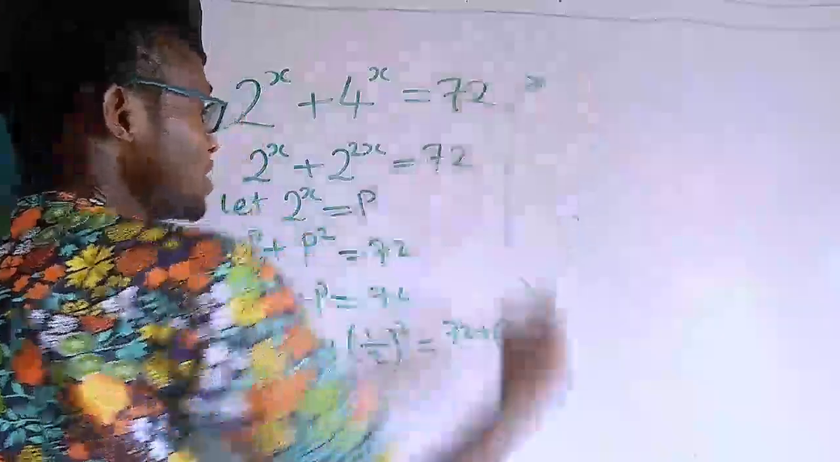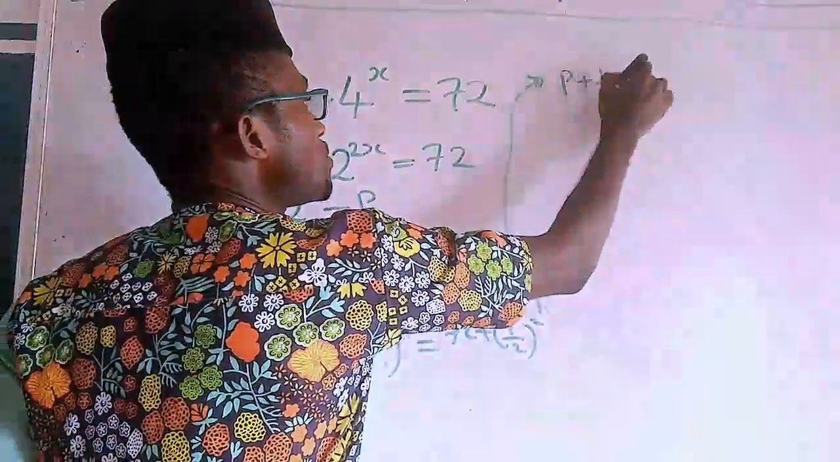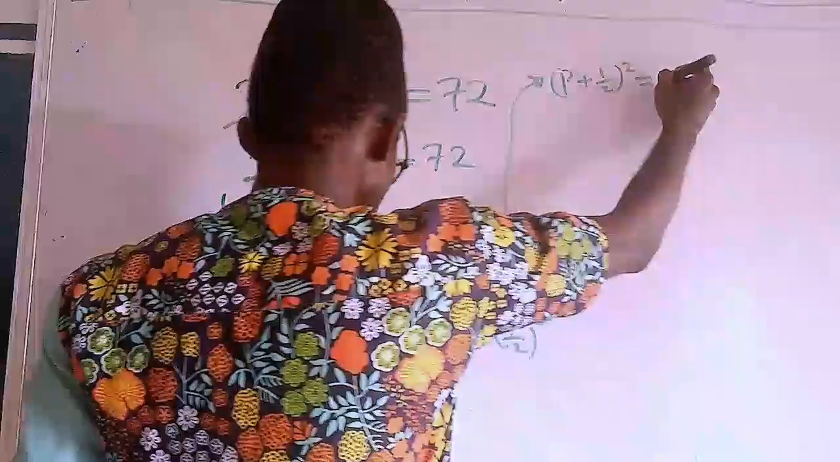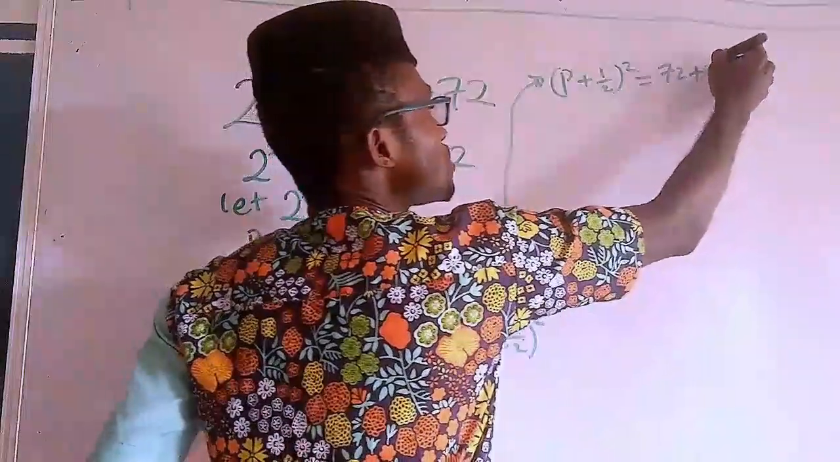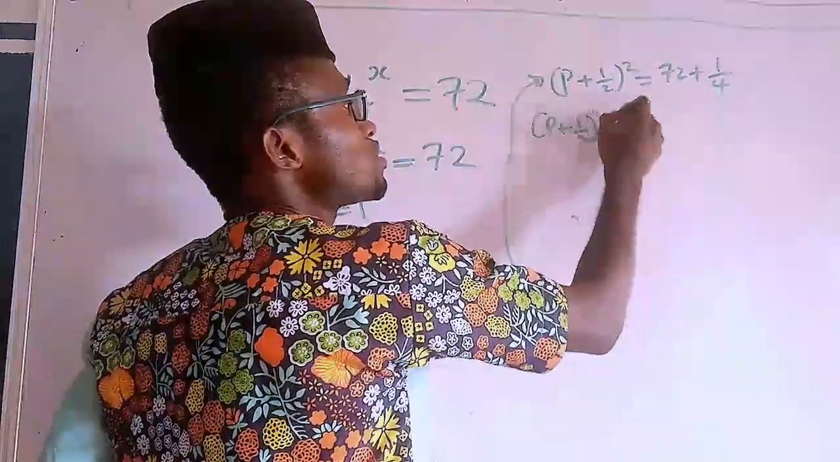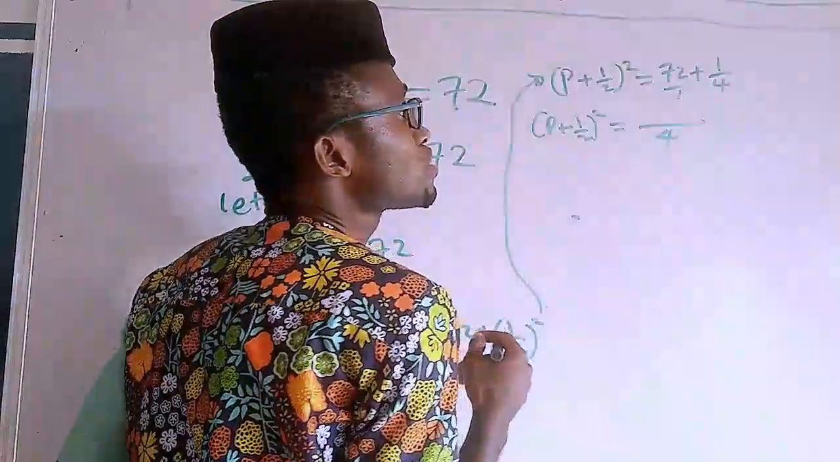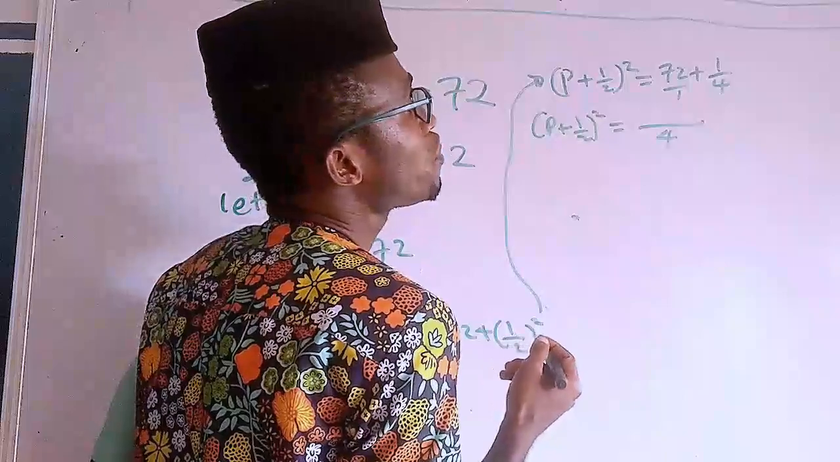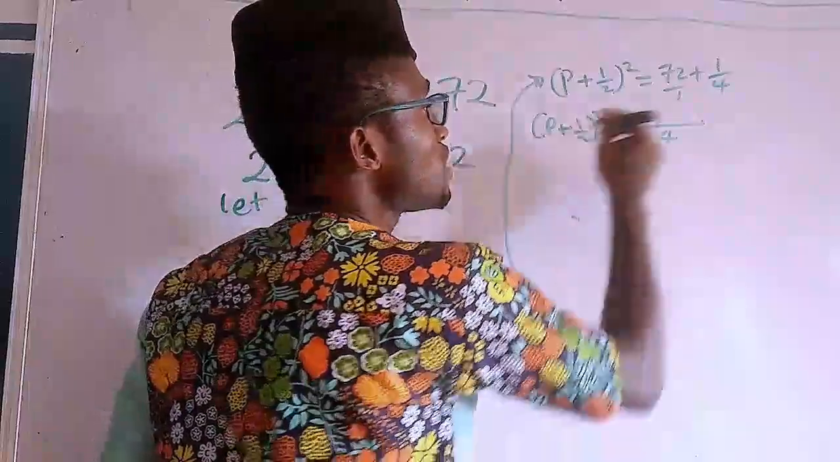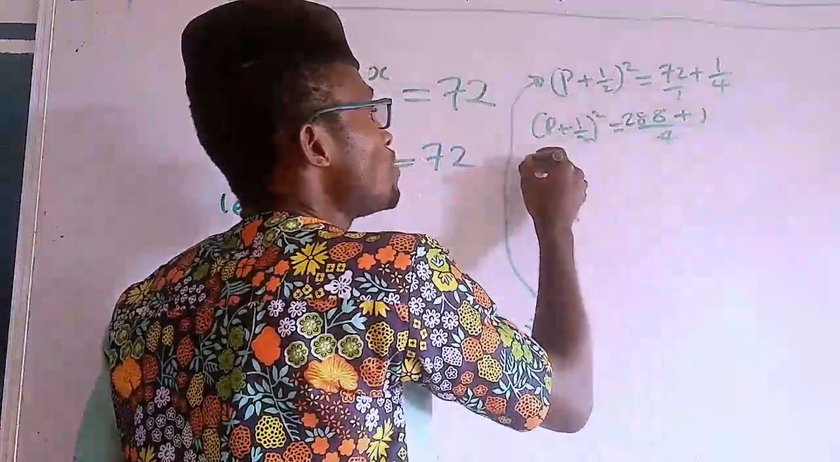By the time we are done with that, this is going to be p plus 1 over 2, squared, equals what? 72 plus 1 over 4. How many 4s do we have in that? That is 4 times 72, which is 288, plus 1. So we take the square root of both sides.